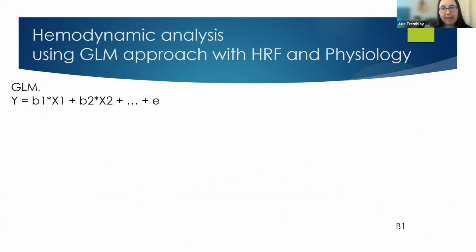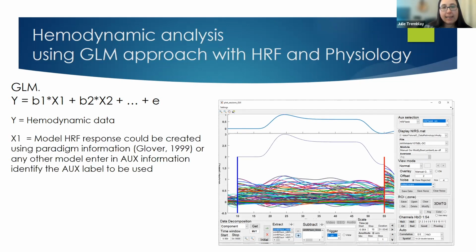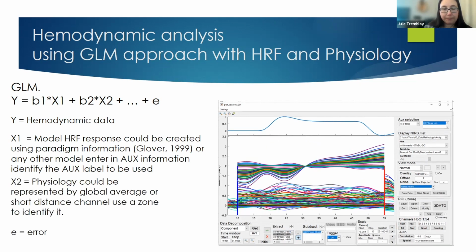So a common way to analyze NIRS data is to estimate the hemodynamic response using multiple linear regression. Here is an example of how the GLM could be applied on NIRS data, where the hemodynamic time course will represent the variable measured in Y. We estimate the coefficient for the regressors in the equation. So we define as regressor the HRF response convolved during the period of time of our paradigm. And as a second regressor, we use our short distance channel to model the physiology.